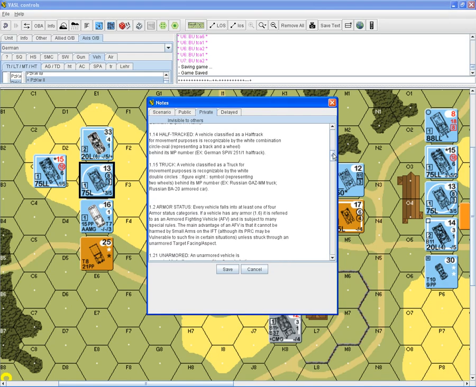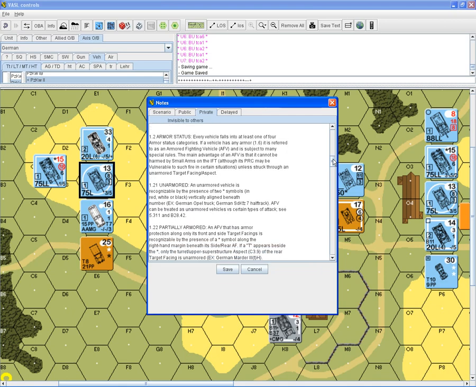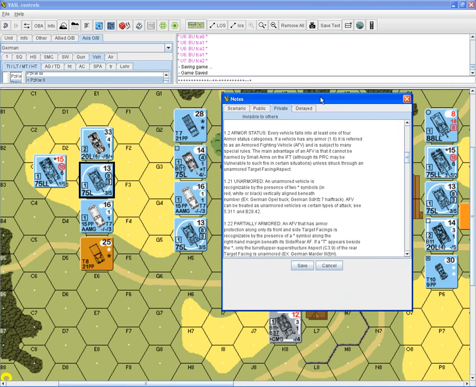The next thing we're going to talk about is the armor status for the vehicles, and that's represented by these 4 counters here. 1.2 armor status. Every vehicle falls into one of 4 armor status categories. The important thing to keep in mind is if a vehicle has any armor, it is referred to as an armored fighting vehicle, an AFV, and is subject to many special rules that AFVs get.